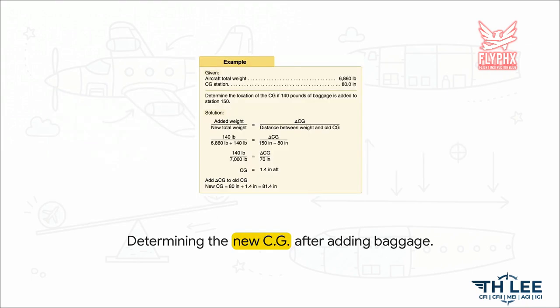And what about the opposite scenario? Let's say a passenger shows up right before the flight, totally unannounced, with an extra super heavy suitcase. If you add 140 pounds of baggage to station 150, you put that added weight over the new, heavier total weight of 7,000 pounds. Multiply that by the 70-inch distance, and this calculation proves you've just shifted your overall CG 1.4 inches backwards. Before you even think about starting that engine, you absolutely must verify that this new 81.4-inch CG is still sitting safely inside your approved envelope.